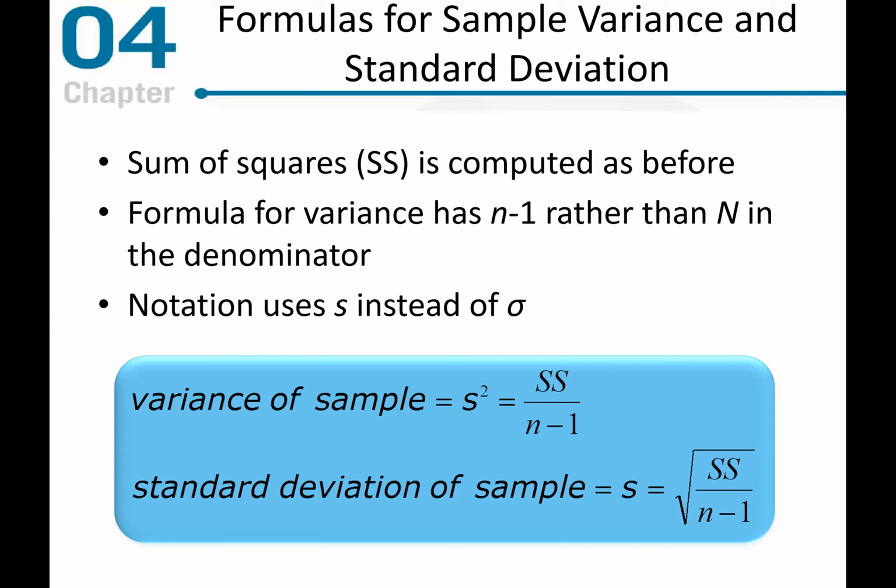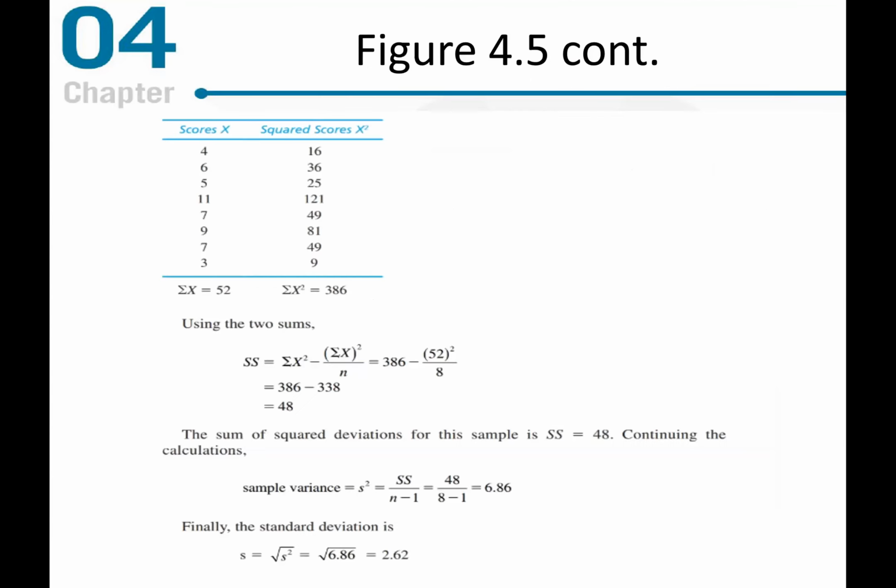In terms of terminology, the sample variance is sometimes called the estimated population variance. The sample standard deviation is sometimes called the estimated population standard deviation. So when you have only a sample to work with, the variance and standard deviation for the sample are going to provide the best possible estimates of the population variability. So now with that being said, let's look at some practice problems using these sample formulas.